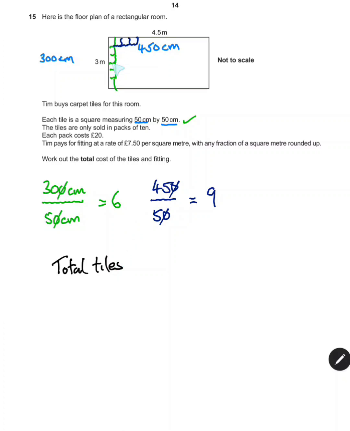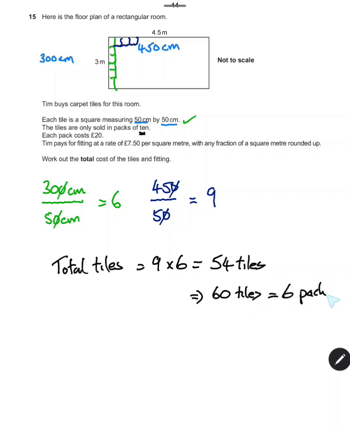Well, if there are 6 along the side of the diagram and 9 across the top, there's going to be 9 lots of 6. 9 times 6 is 54 tiles. Let's go back to the question. It says the tiles are only sold in packs of 10. So I can't buy 54 tiles. I need to buy 60 tiles, which is 6 packs.